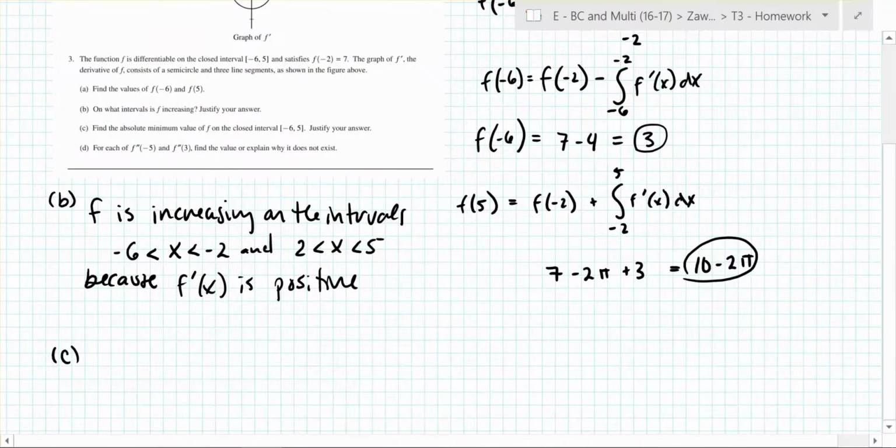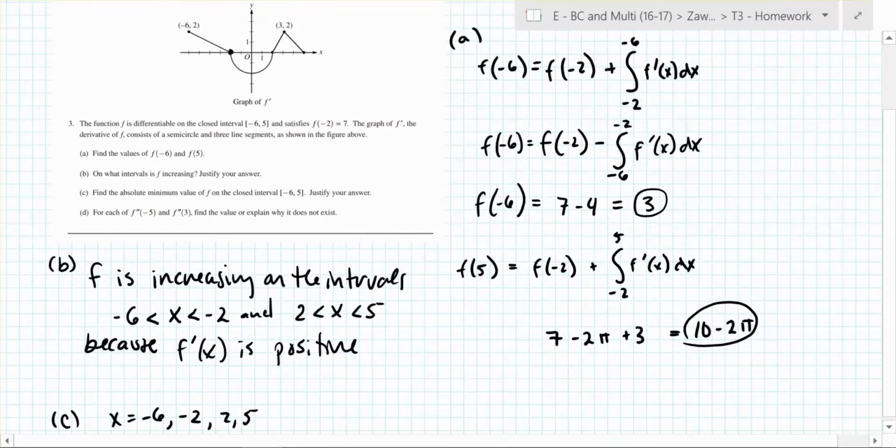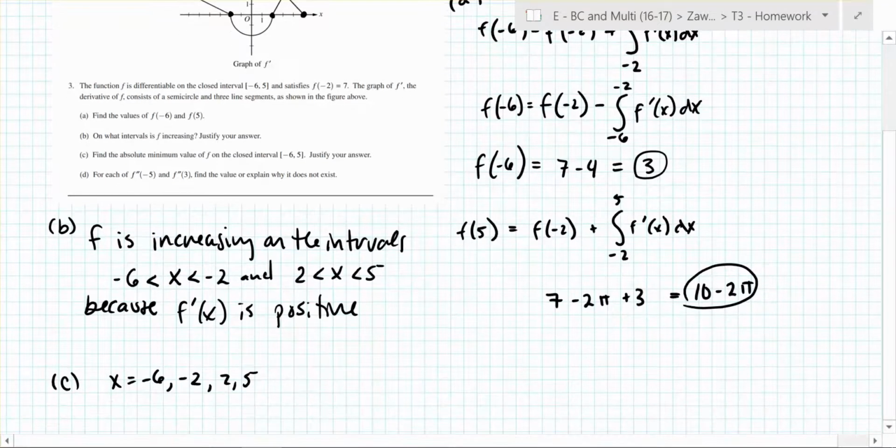So we're going to want to check out x equals -6, -2, 2, and 5, because those are our inflection points where f prime of x equals 0, and those are our endpoints where we don't know what's happening. And we need to check all of these. It's like a candidates test, so we can find out what the absolute minimum value is.